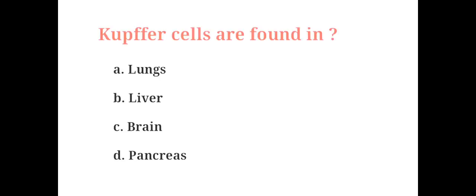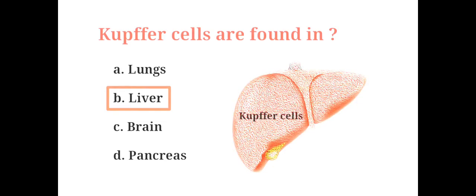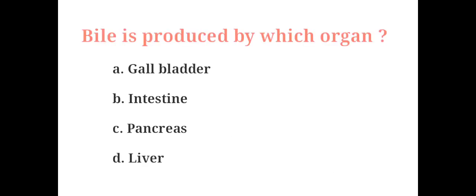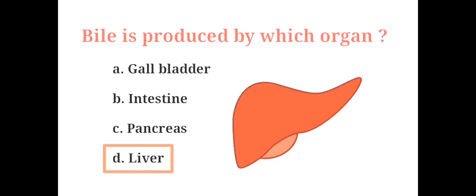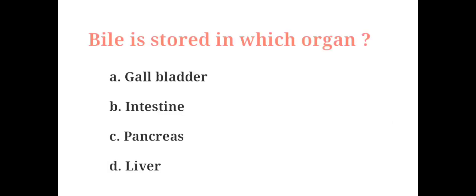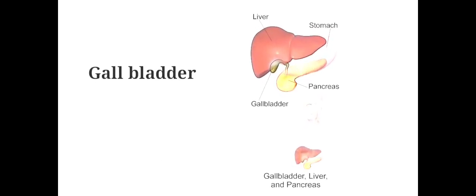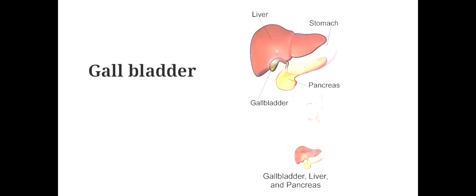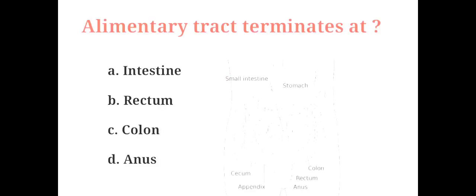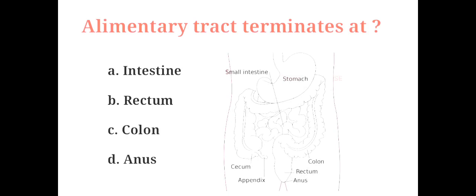Kupffer cells are found in. The correct answer is B. Liver. Bile is produced by which organ? The correct answer is D. Liver. Bile is stored in which organ? The correct answer is A. Gallbladder. Alimentary tract terminates at. The correct answer is D. Anus.